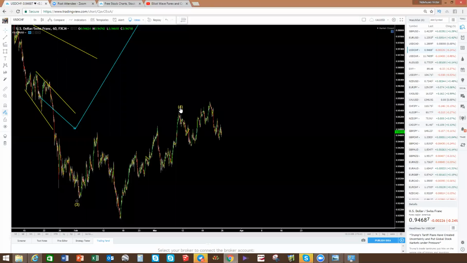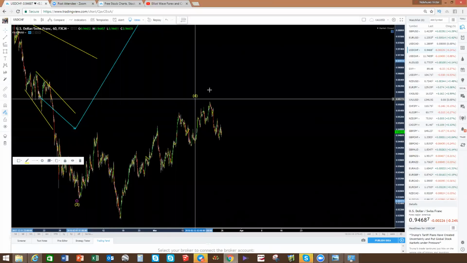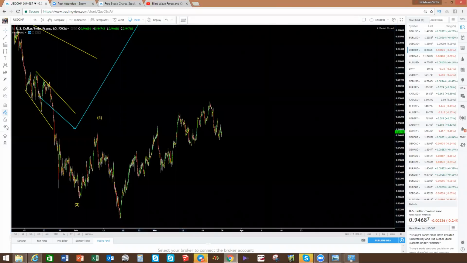Actually, remove this because that's not structurally correct. We were looking at this to be a wave 4, but it looks too big to be a wave 4 now. Right, so this is what we're looking at.